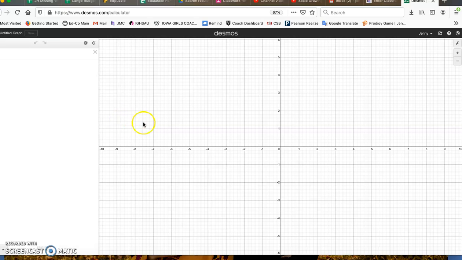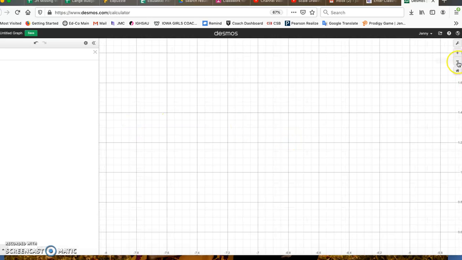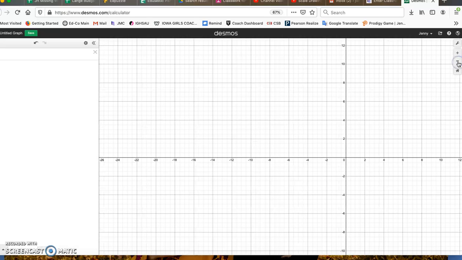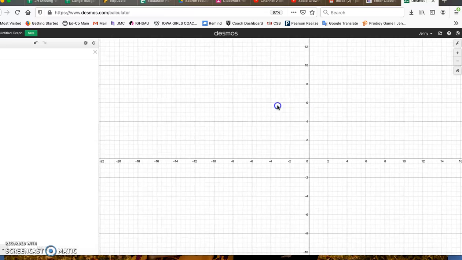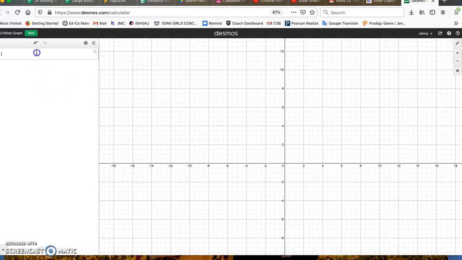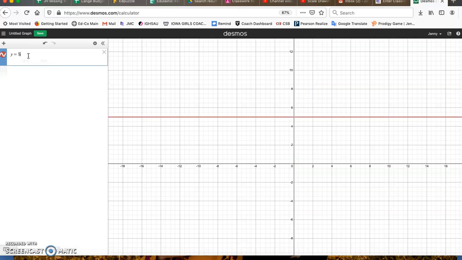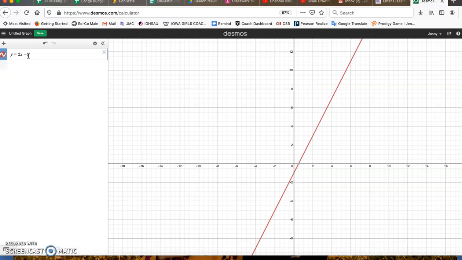And what Desmos does is it's an online graphing program, so you can get it to graph whatever you want. And as you can see right there, I just accidentally zoomed in. So here's your zoom out and zoom in, depending on what you want to do. You can click and move it around if you need to do that. Over here is where you can type in what you want it to graph. So for example, if I wanted to graph this line, there it went ahead and graphed it.